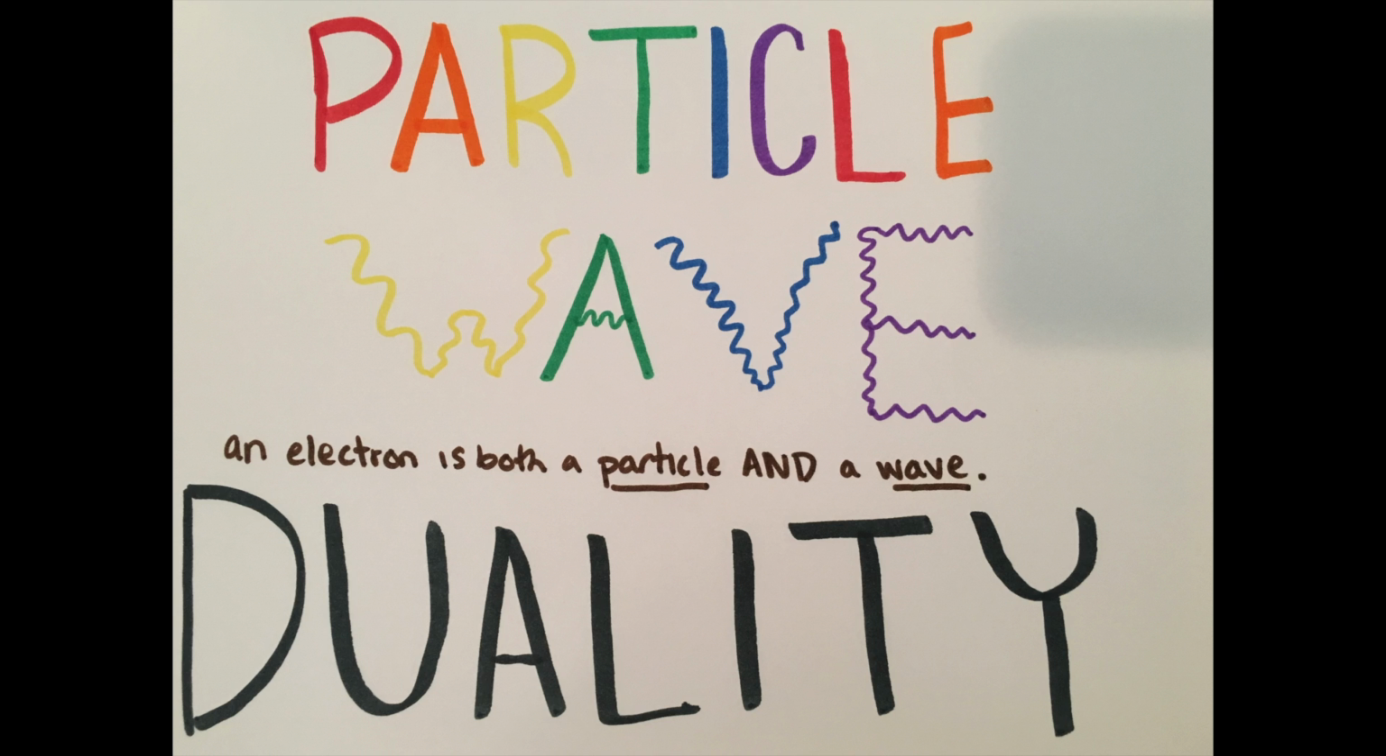The double slit experiment leads us to one of the most important parts of quantum physics, which is wave-particle duality. A particle is both a particle and a wave at the same time for both light and matter, and the double slit experiment shows us this.